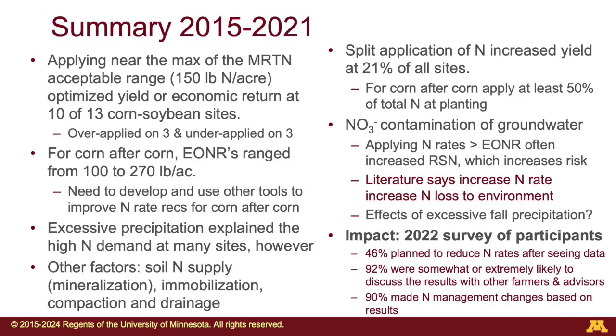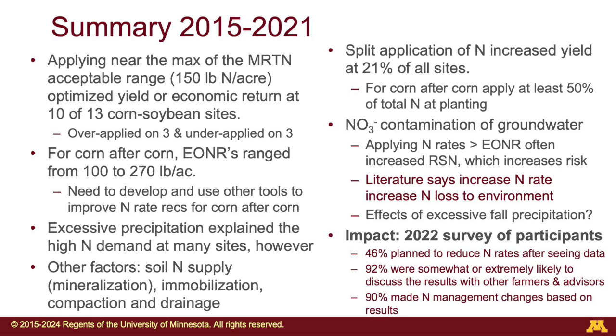So that's where we want to be from an environmental standpoint, from an agronomic standpoint, and from an economic standpoint. So to summarize these first 6 or 7 years, if we would have applied something around the maximum of our acceptable range, which is about 150 pounds of N for corn following soybeans, about 10 out of 13 years, we would have either optimized yield or economic return, and we would have been fairly friendly to the environment. But we would have over-applied on 3 and we would have under-applied on 3.